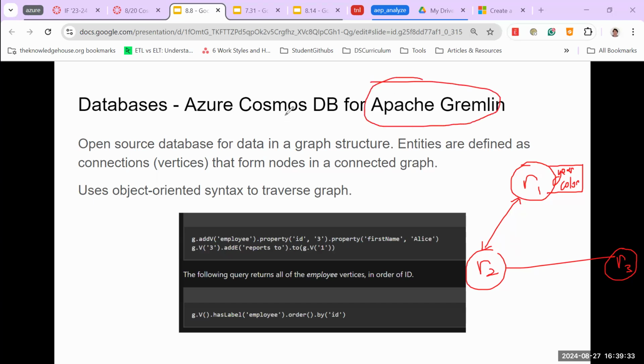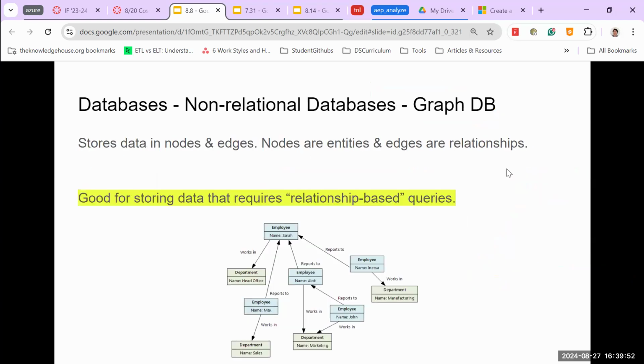And in order to interact with Apache Gremlin, we must use the object-oriented syntax to traverse the graph. So once again, we're not using any SQL. Instead, we're using some sort of specific programming language to manipulate and pull information from the graph structure. All right. Yeah, and this is just basically a rehash of what I just said. Graph databases are good for storing data that requires relationship-based queries.